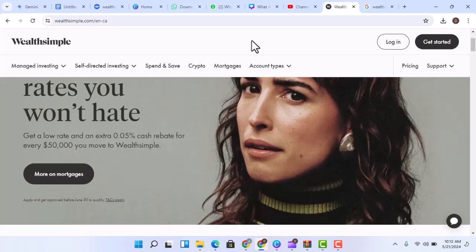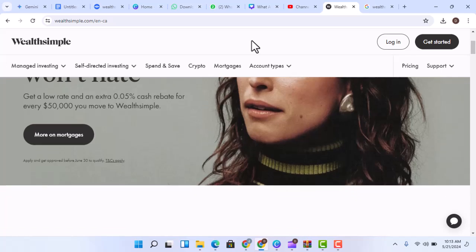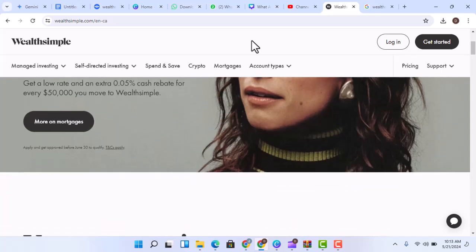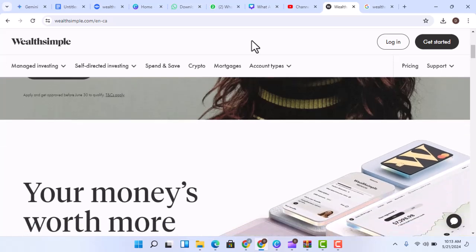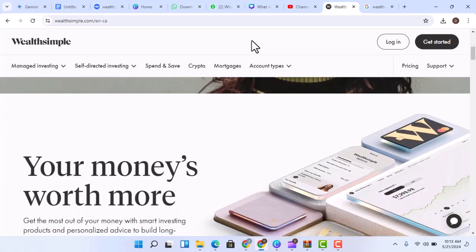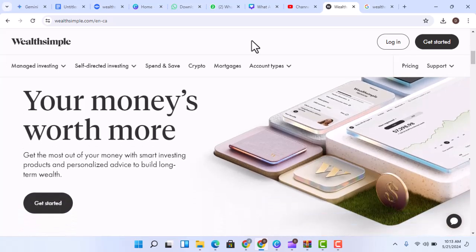Now, you might be wondering, does Wealthsimple accept USDC? USDC, or the USD coin, is a stablecoin pegged to the US dollar. It's a popular choice among investors because it's less volatile than other cryptocurrencies.